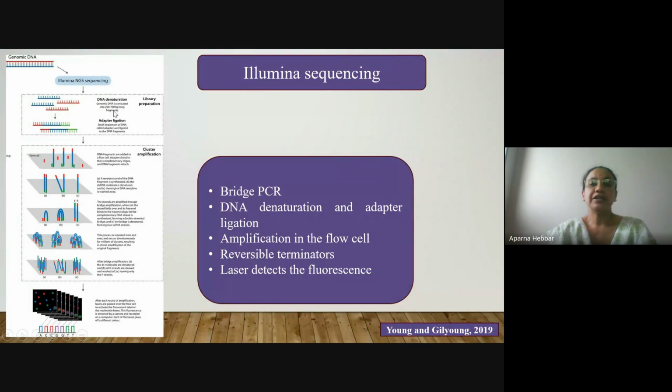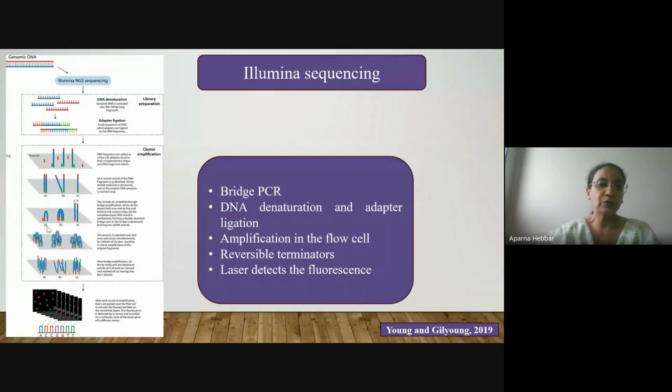So in the procedure, DNA denaturation takes place, and fragments of around 700 base pairs in length are broken and ligated to the adapter. Then, rather than a bead as in pyrosequencing, a flow cell is used where primers are attached. DNA fragments having an adapter complementary to the primers are allowed to run on the flow cell. Then extension of this amplification takes place.